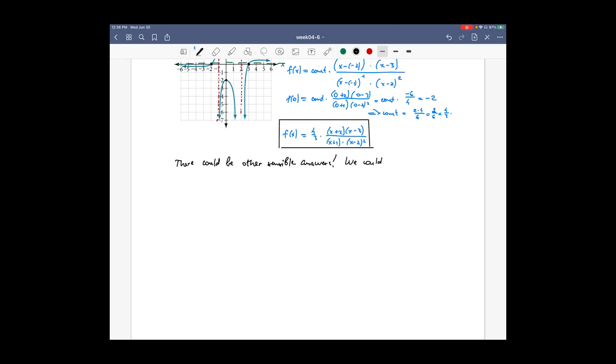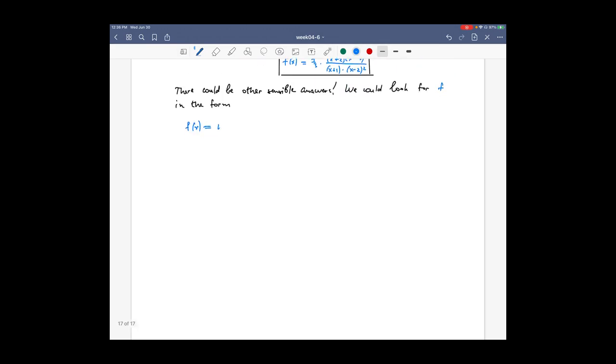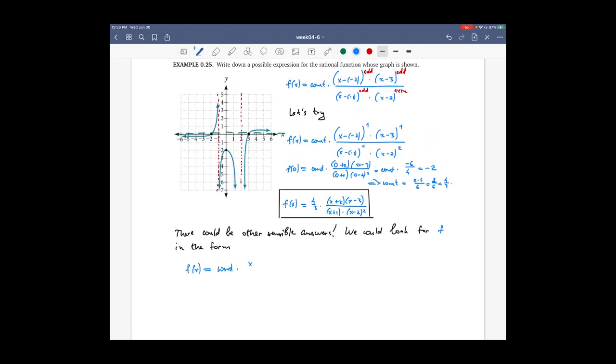We could look for f in the form constant times x plus 2, x minus 3, x plus 1, x minus 2. Let's say we take different powers, odd, odd, odd, even. Let's say we take powers 1, 3, 5, and 6. The numerator will be a polynomial of degree 4, and the denominator will be a polynomial of degree 11. And so again, the x-axis will be a horizontal asymptote.